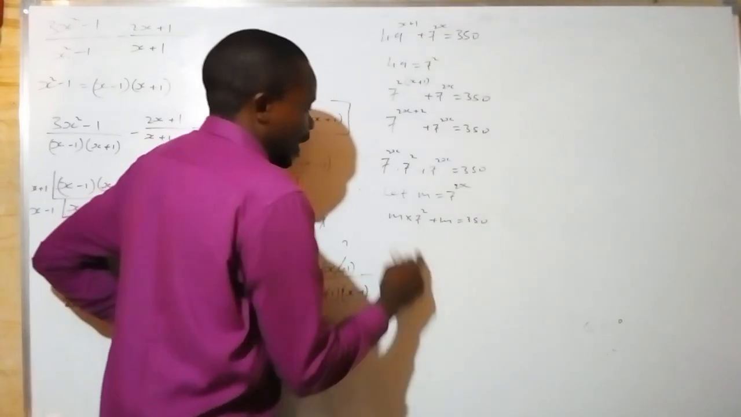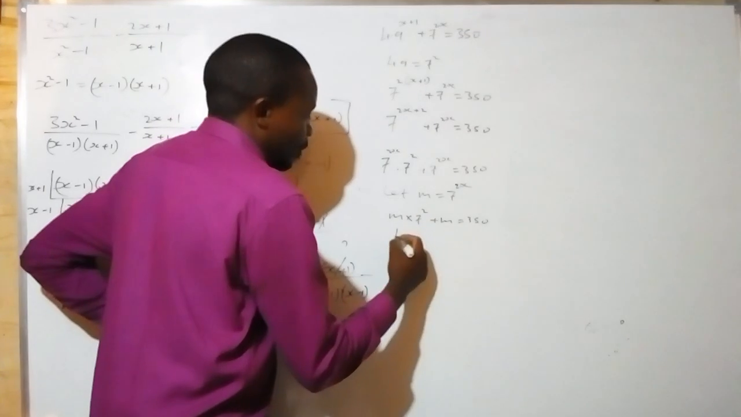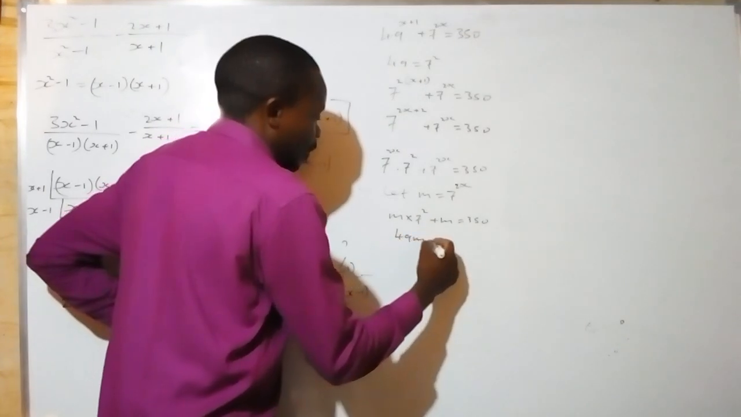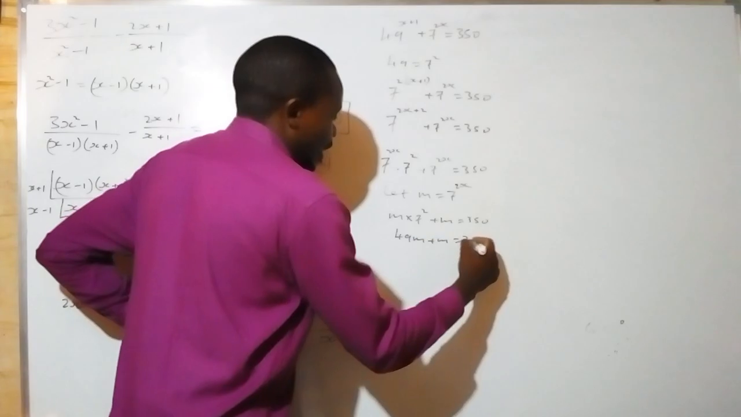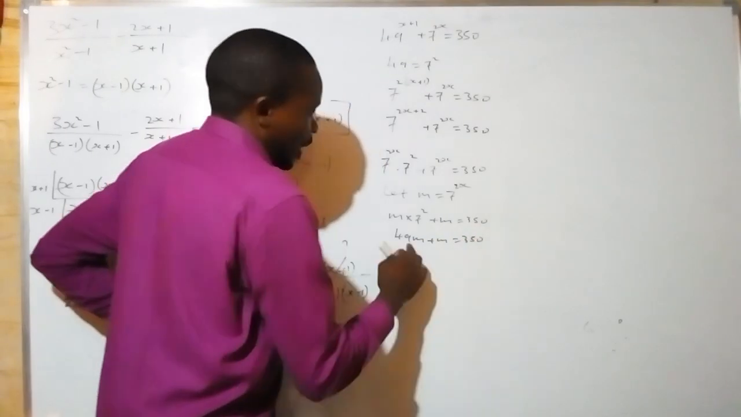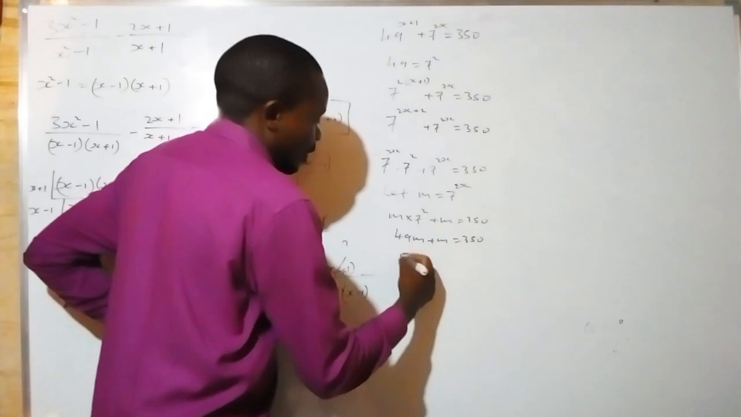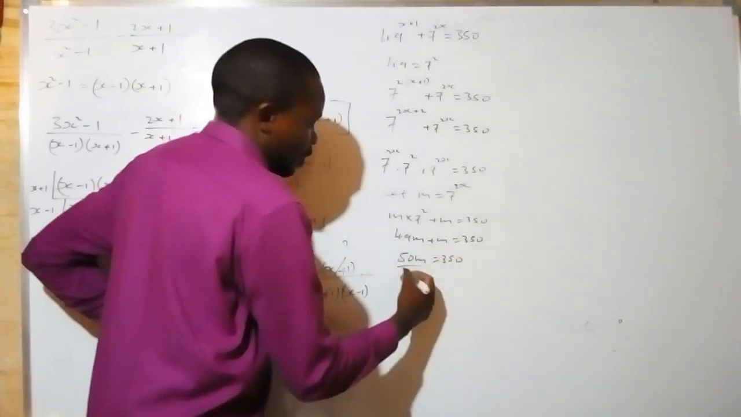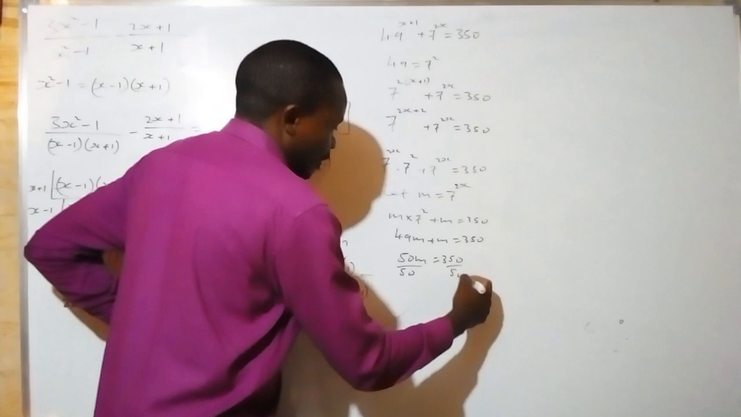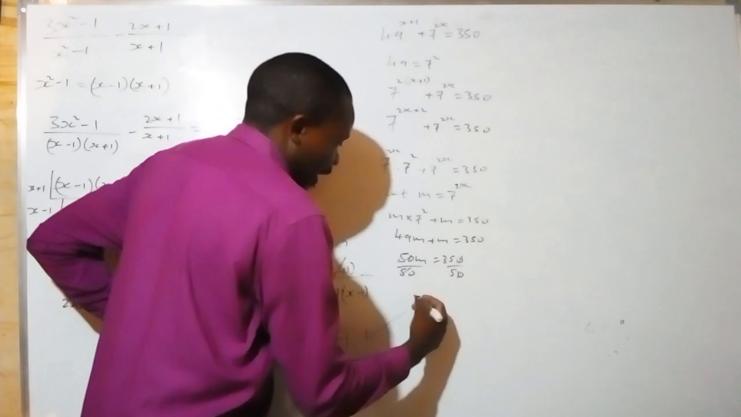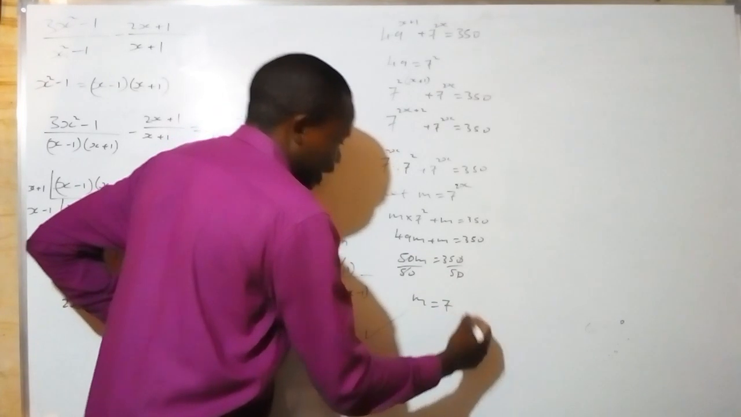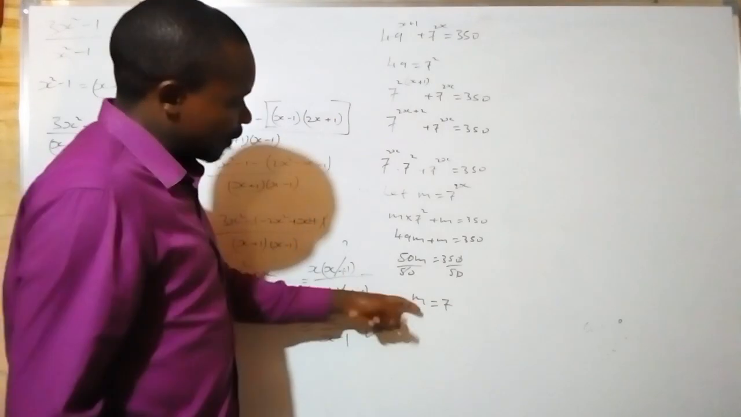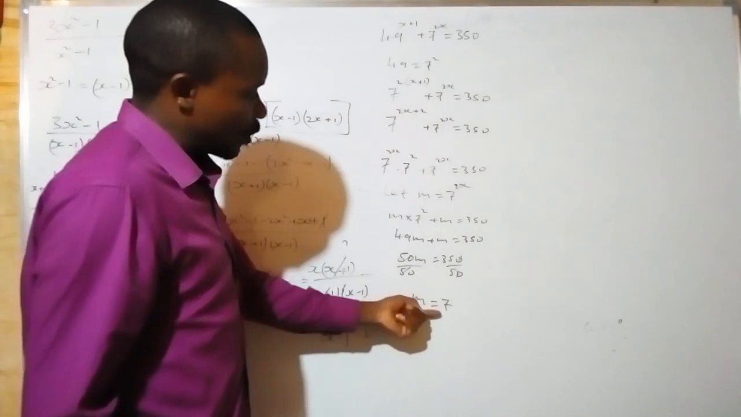7 squared is 49, times m, so 49m plus m is 350. 50m is equal to 350. You can divide both sides by 50, and our m will be 7. Since the value of m is 7, this is not the answer. You are supposed to come back here.